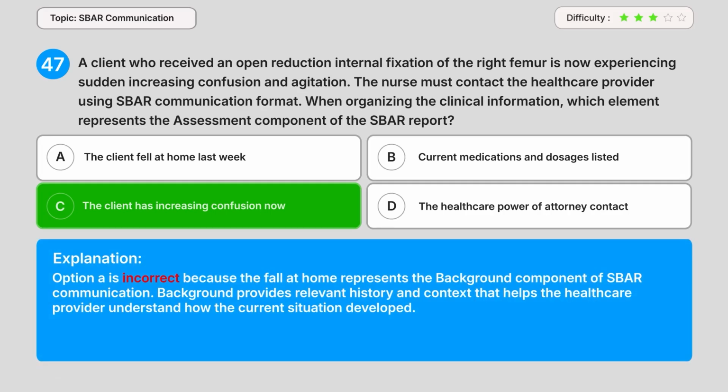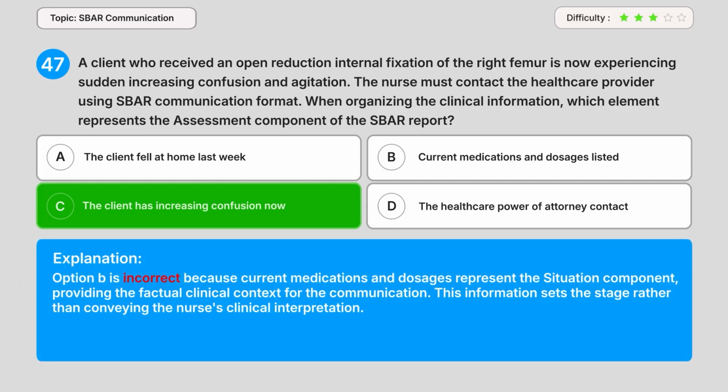Option A is incorrect because the fall at home represents the background component of SBAR communication. Background provides relevant history and context that helps the healthcare provider understand how the current situation developed. Option B is incorrect because current medications and dosages represent the situation component, providing the factual, clinical context for the communication. This information sets the stage rather than conveying the nurse's clinical interpretation.